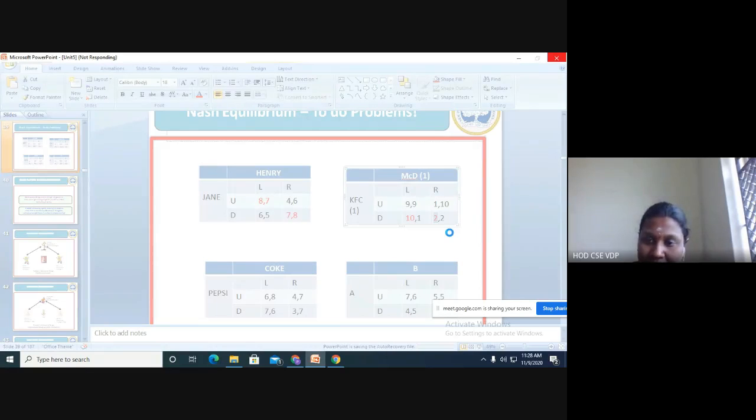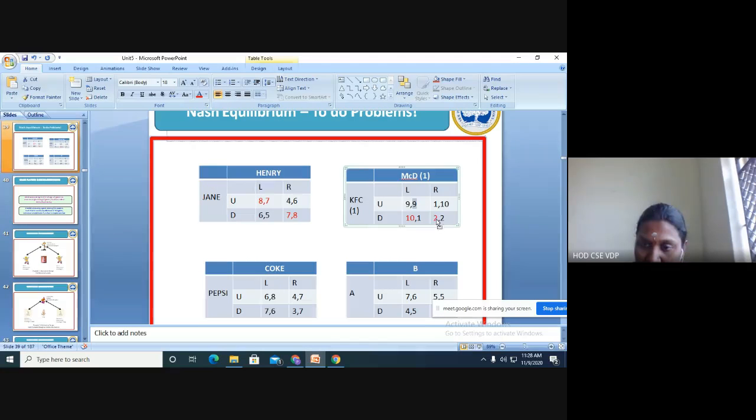Oh, sorry, one second. Not this. I have to compare it row wise, right? Sorry. This is black. 9 and 1. So I'll get 9 as my optimal strategy.